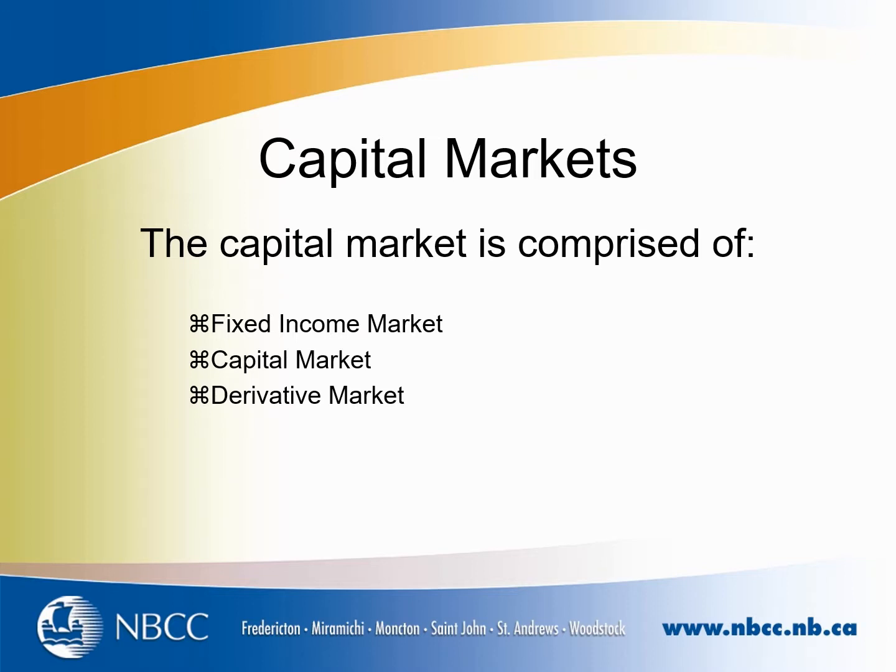We have said before that the financial markets can be divided into two markets, the money market and the capital market. The capital market is comprised of three different types of securities, and we refer to them as three different markets. The fixed income market is the market that is comprised of fixed income securities. The capital market is the market where we deal with equities or shares, and the derivative market is the market where derivative securities are sold. Capital and derivative markets will be dealt with in further chapters.